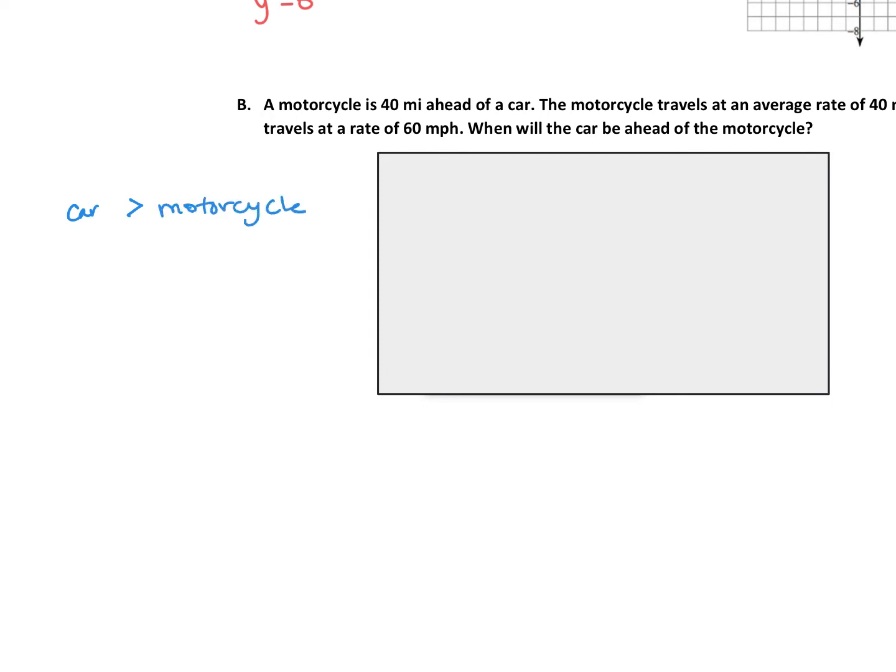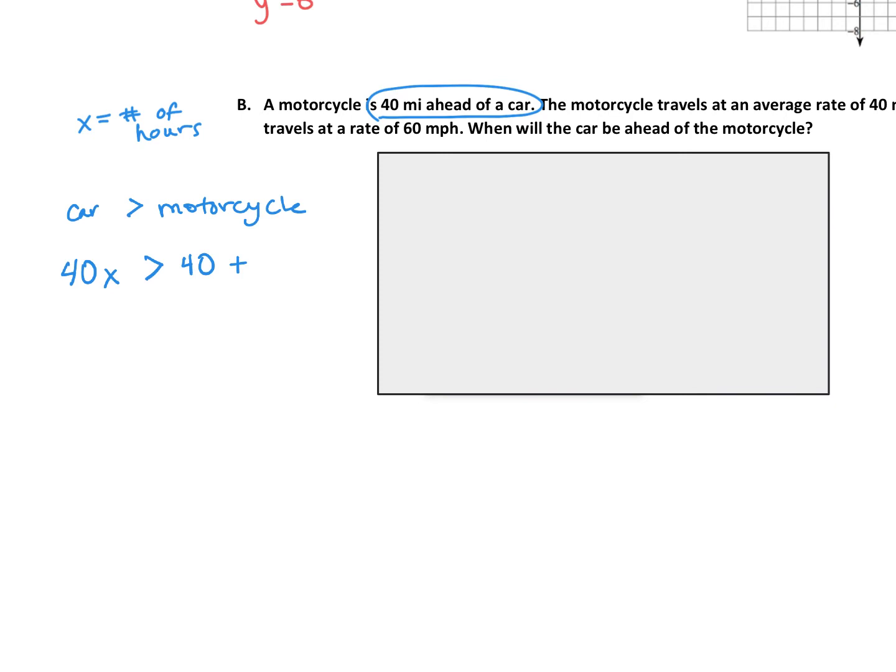So what do we know about the car? The car is traveling at an average rate of 40 miles per hour. Let's let x represent our number of hours traveled. So we travel 40 miles in every hour, so 40 times every hour we're traveling will give us that distance. When is that distance greater than the motorcycle's distance? Well, the motorcycle is starting out 40 miles ahead of the car. So we've already got 40 miles ahead. And then we can add to it the distance.